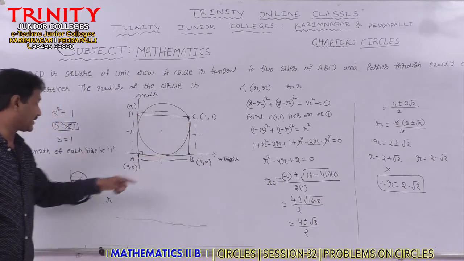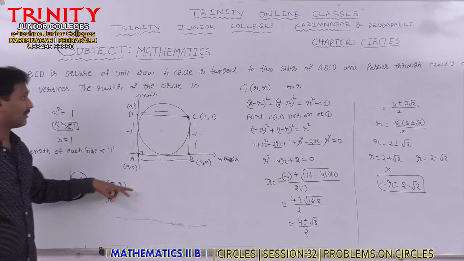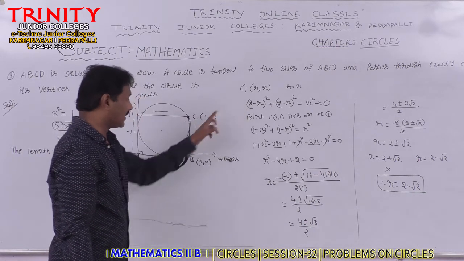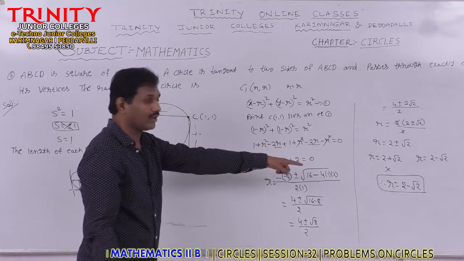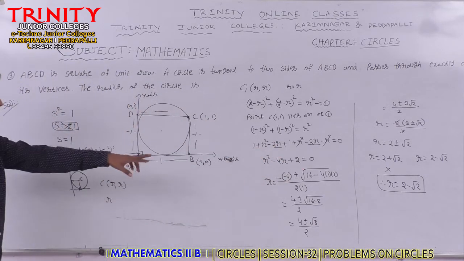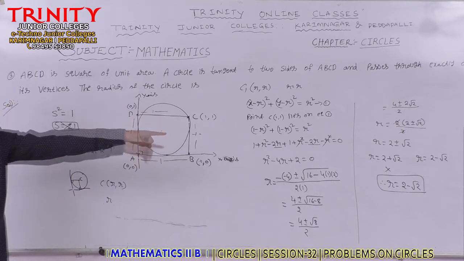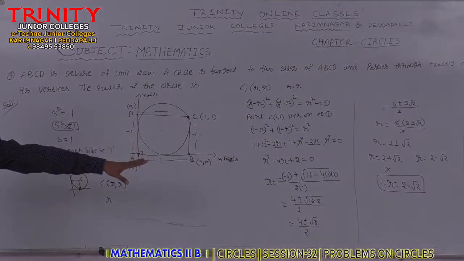Therefore, we know that any circle touching the coordinate axes has center (r, r). This is the equation of the circle touching both the coordinate axes. But the circle passes through (1, 1). We got the value of r, two options. Therefore, the radius has two options. The length of each side is 1. Therefore, the radius of the required circle is 2 minus root 2 only.